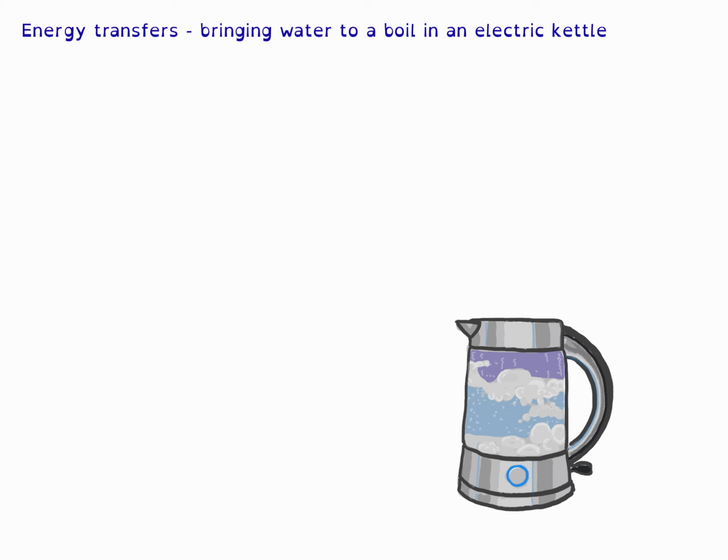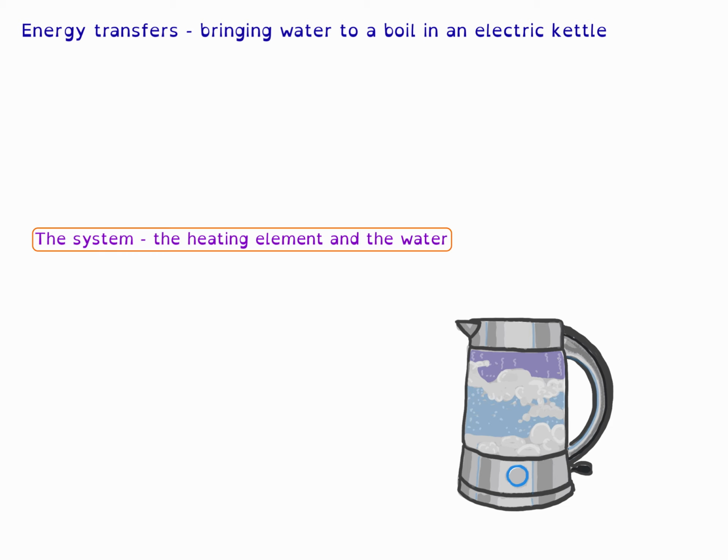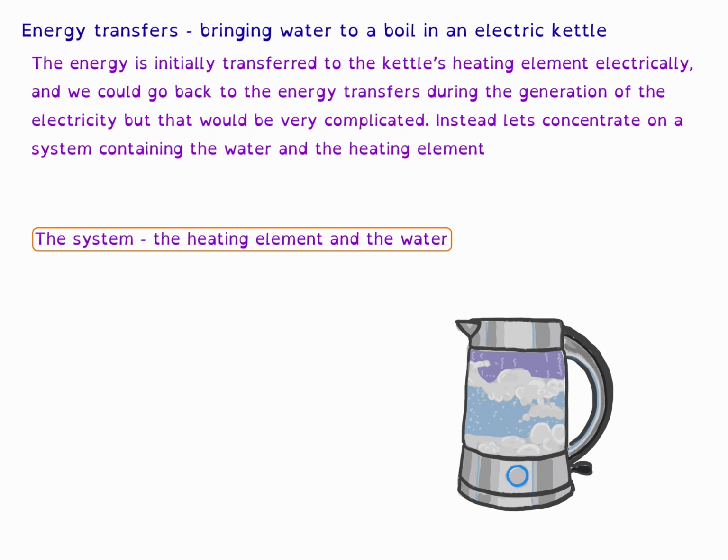In this example, we are bringing water to the boil in an electric kettle, and the system is the heating element and the water. The energy is initially transferred to the kettle's heating element electrically, and we could go back to the energy transfers during the generation of the electricity, but that would be very complicated. Instead, let's concentrate on the system containing the water and the heating element.